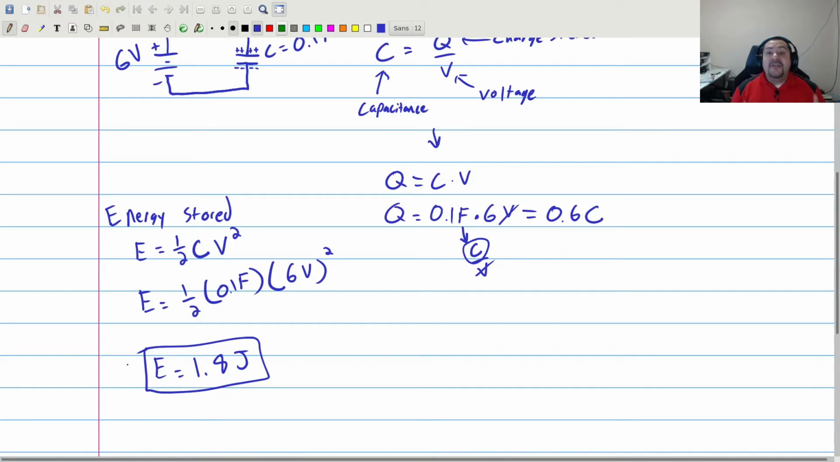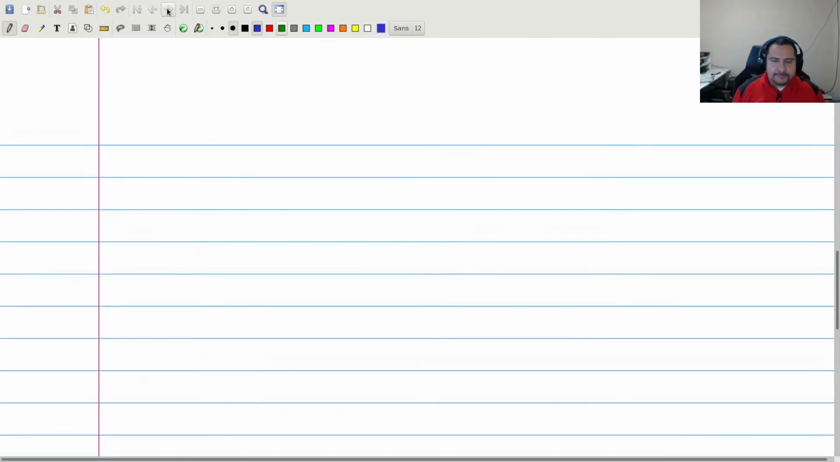Okay, so we have the two different equations that we're going to use to figure out the energy stored in a capacitor and the charge stored in a capacitor. C is equal to Q over V, and E is equal to 1/2 CV squared. So, continuing on, what happens if we start to put capacitors in various situations? What if we build a little bit more complex circuit? Let's start with a parallel circuit.